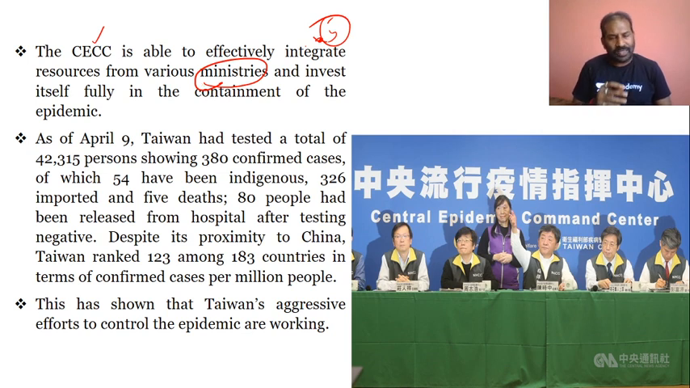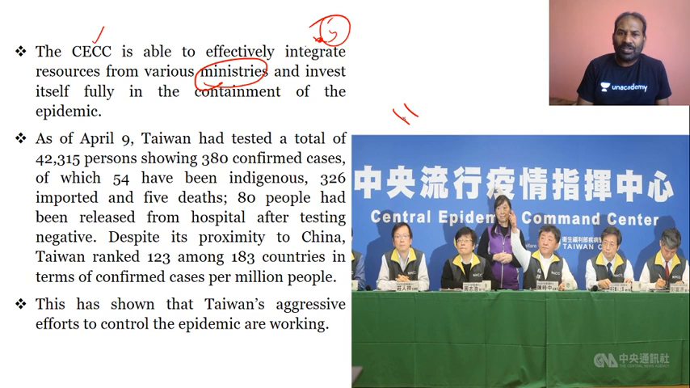Because as I said, yes, we do have the PMO and then the health ministry, and then you have the home ministry which is also looking into it, and then you have the ICMR, fine, again state health ministries, and then the chief secretary of the state, chief ministers, coordination with the prime minister. So definitely there is also the CECC, that is the Central Epidemic Command Center. The importance of it is to integrate resources from various ministries.